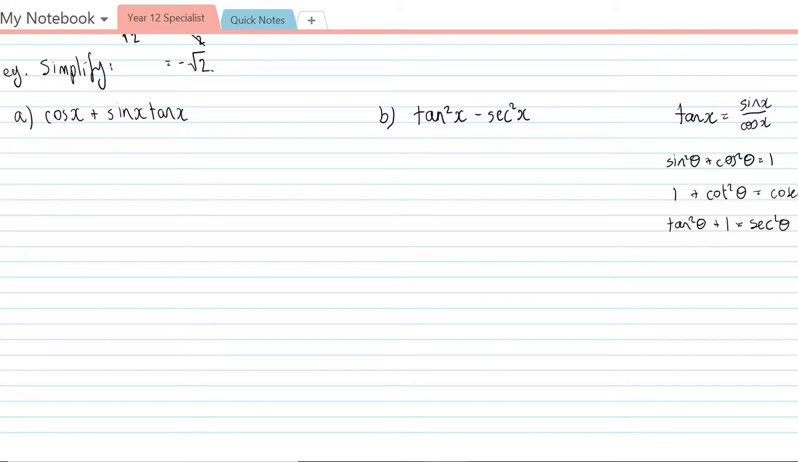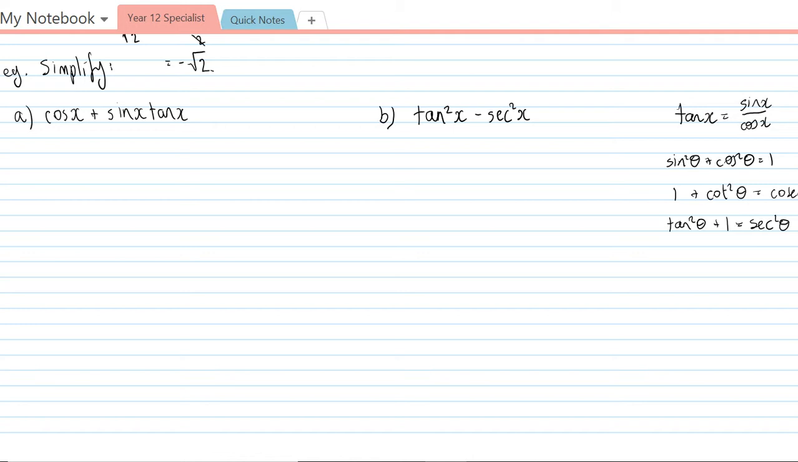So the first one, cos x plus sin x tan x, we need to just simplify it. So I guess there's a couple of things to this. We need to know when it's been simplified, so how far we actually need to go with this. What I'd say is that most of these questions are going to work out quite nicely. They tend to come down to just a single term or something like that and be really nice.